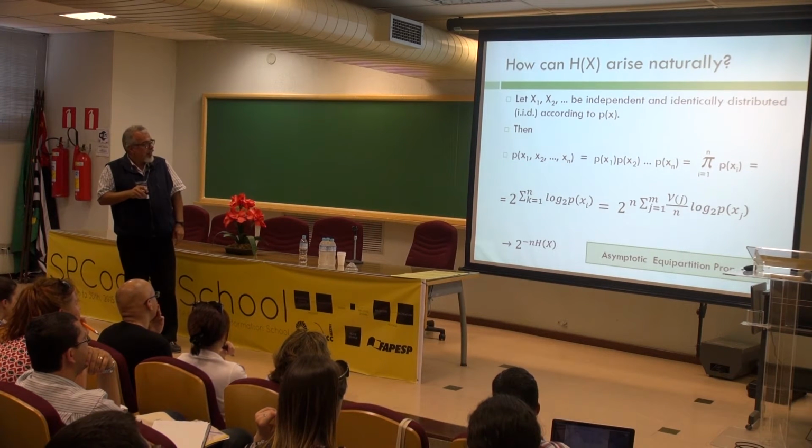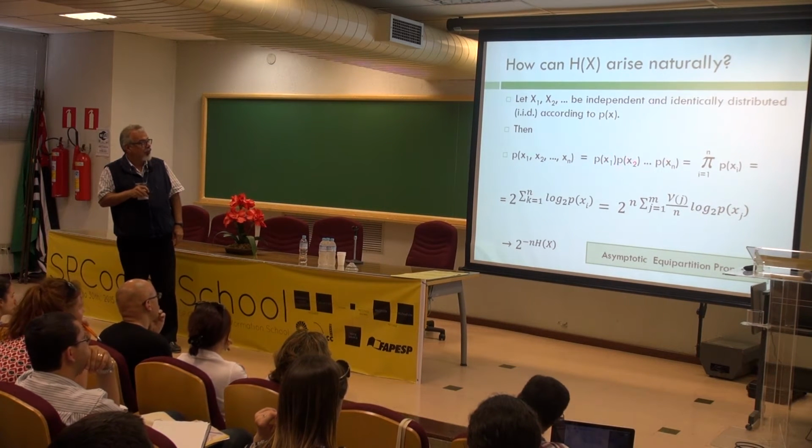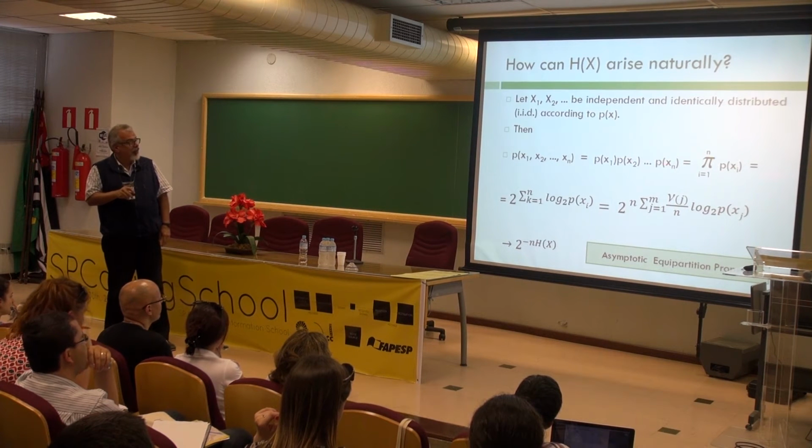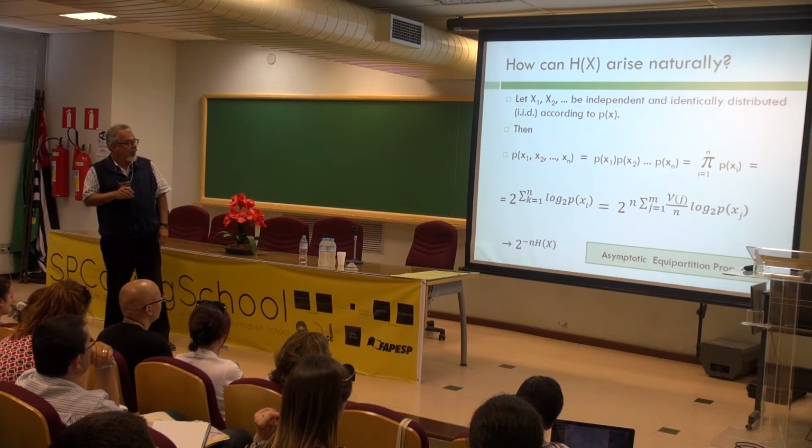Well, by independence, I can just take this as the product of p of x1, p of x2, and so forth, because they're all independently and identically distributed according to p. Okay, so no problem there. Then I can write this as a product of p of xi.